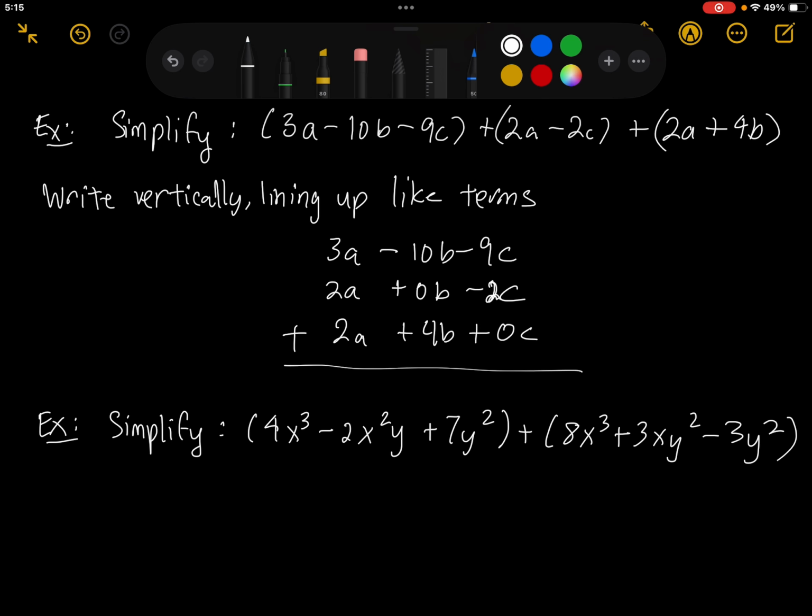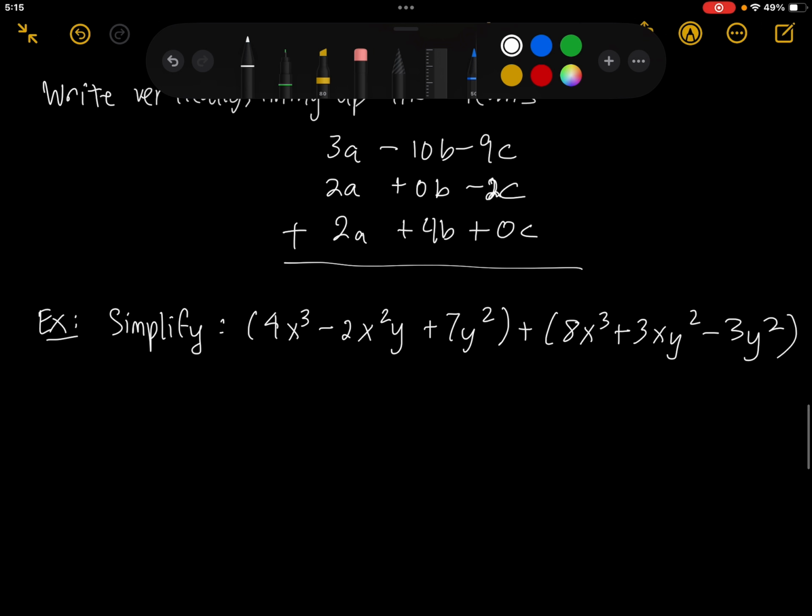And now I just add them down. So 3a plus 2a plus 2a is 7a. Negative 10b plus 0b plus 4b is negative 6b. Negative 9c minus 2c plus 0c is negative 11c. So it's 7a minus 6b minus 11c.